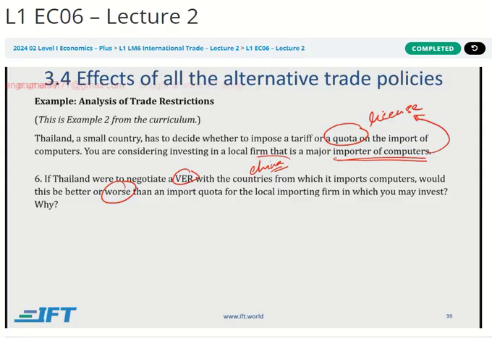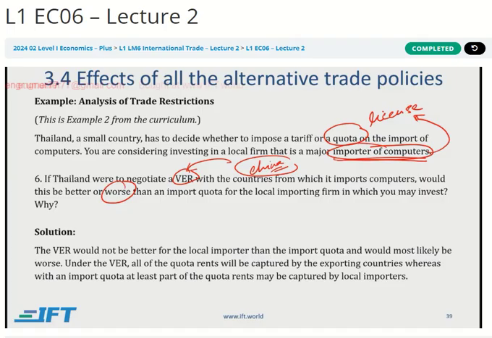But if the Thailand government is going for a voluntary export restraint, then there is no hope for this importer of computers. Don't invest in that company in that case, of course. So the VER would not be better for the local importer, because if your import quota is not there, then under the VER, directly the Chinese exporters are going to come in and just dump their equipment in the market, and your importer is not going to get anything of that.